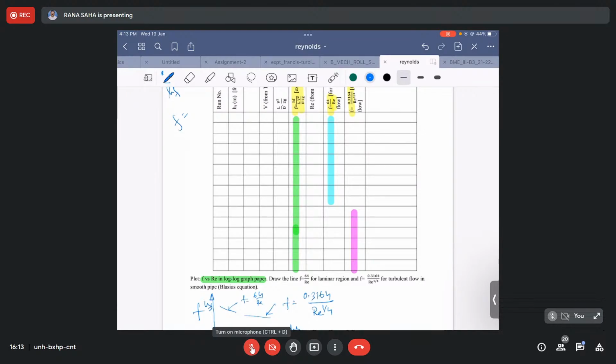But if you're using software, you plot in metric scale and you plot in log scale to check the difference, whether these linear behaviors are coming or not for the log scale.